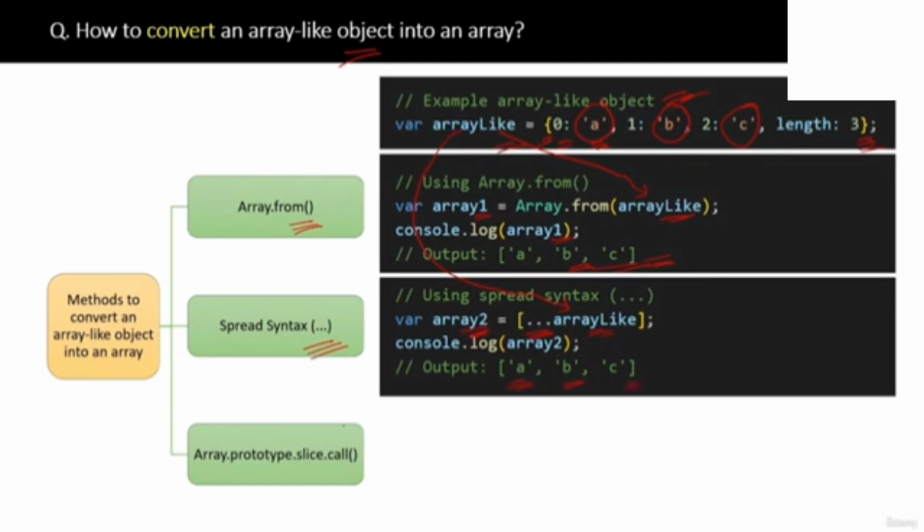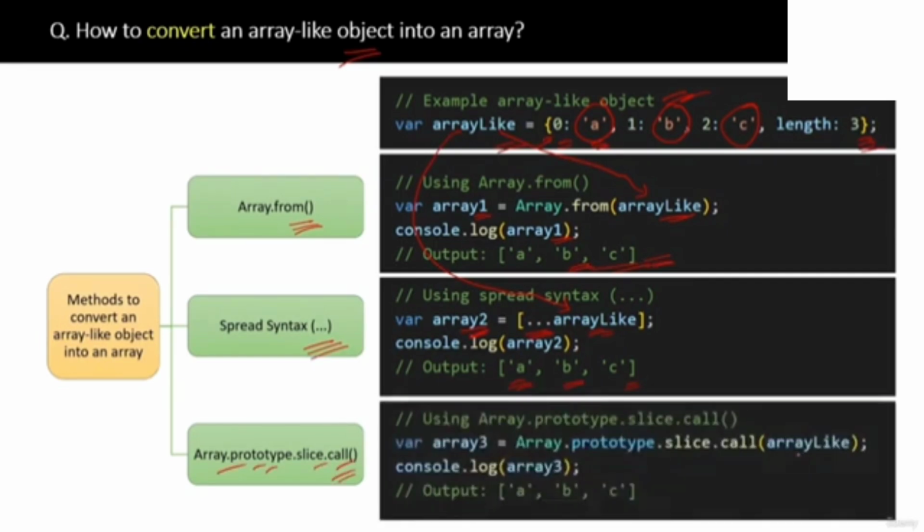The third way is by using the Array.prototype.slice.call method. In this code, this method will also accept an array-like object as a parameter and return the result as an array of values only. This is slightly a longer way. Therefore, I personally prefer the first 2 ways to convert an array-like object to an array.